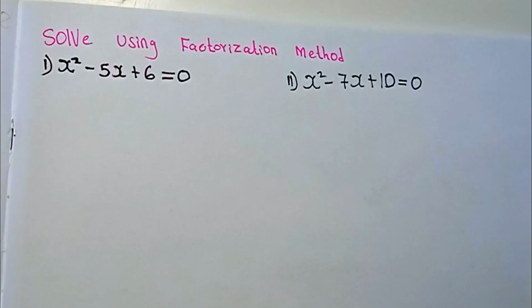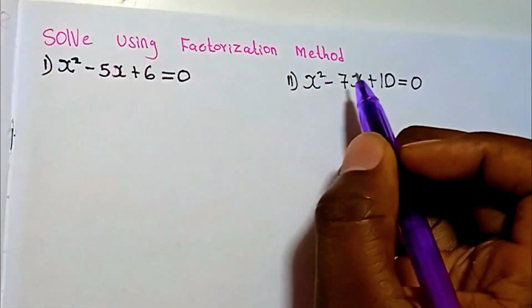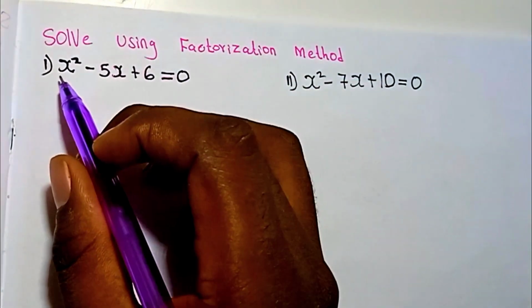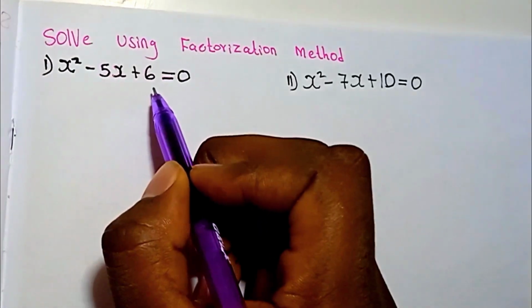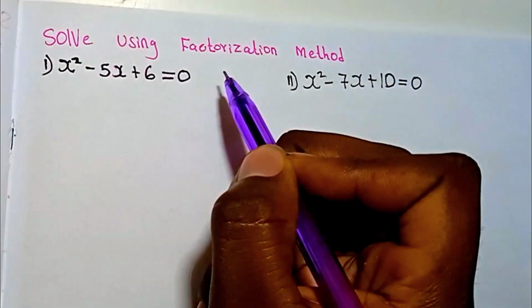So in this video we are going to solve using factorization method. So we're going to have these two questions. The first question is x squared minus 5x plus 6 is equal to 0.